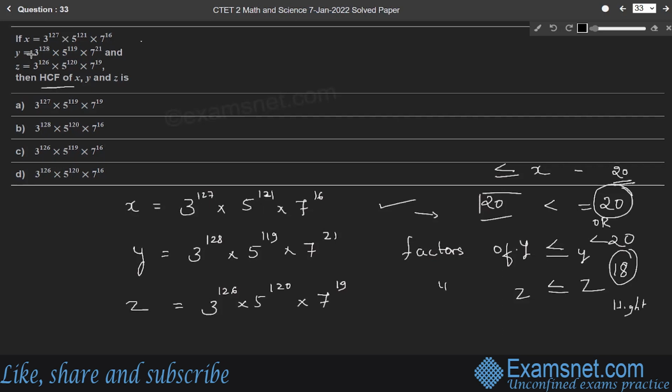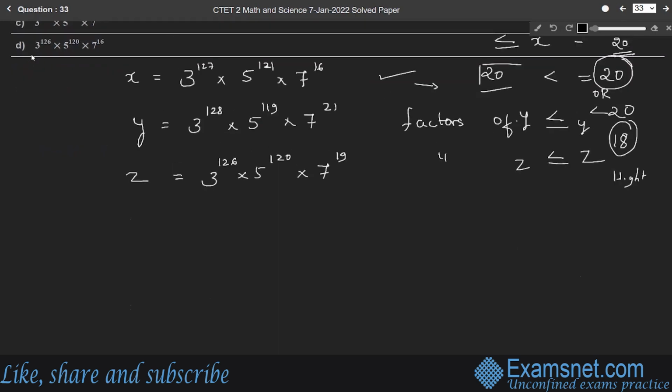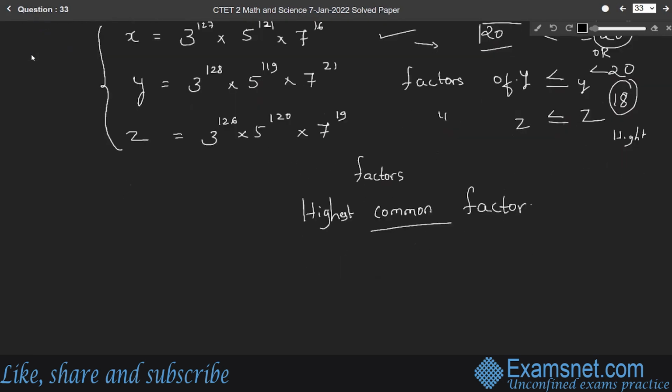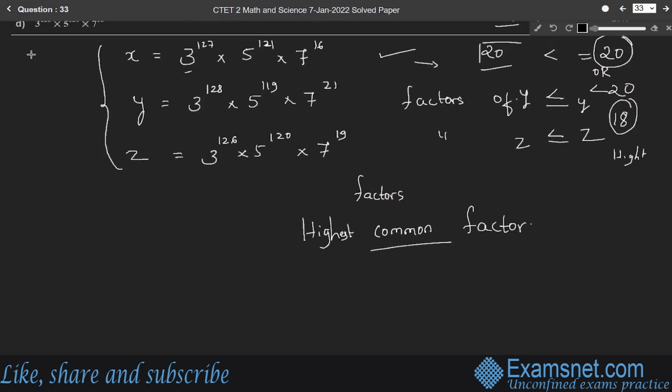But here, in the given numbers x, y, z, we want the highest common factor. There are so many factors of x, y and z. What is highest? Not just a factor, but a common factor. Common means the factor which divides all three numbers. It is called the highest common factor. So here, take the power 3 raised to 127, which divides x, of course, but not z.